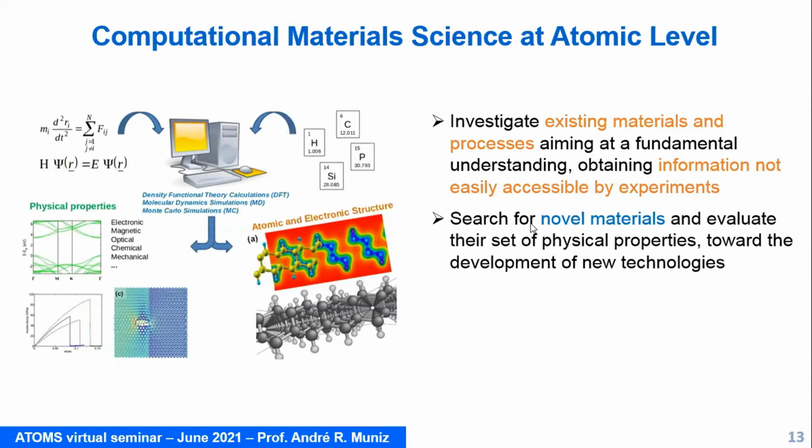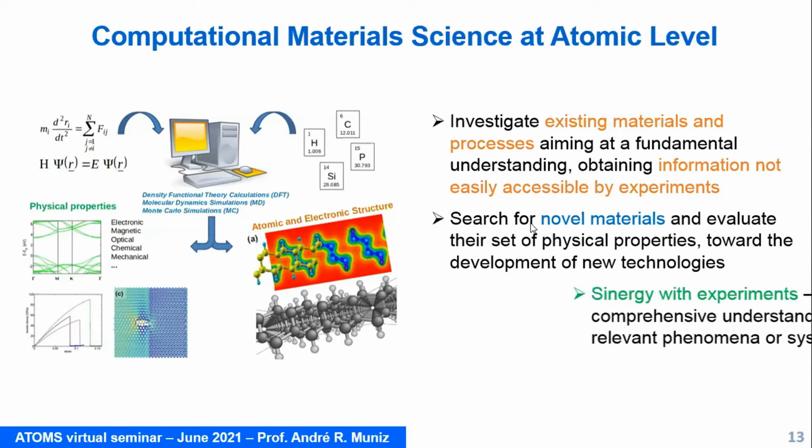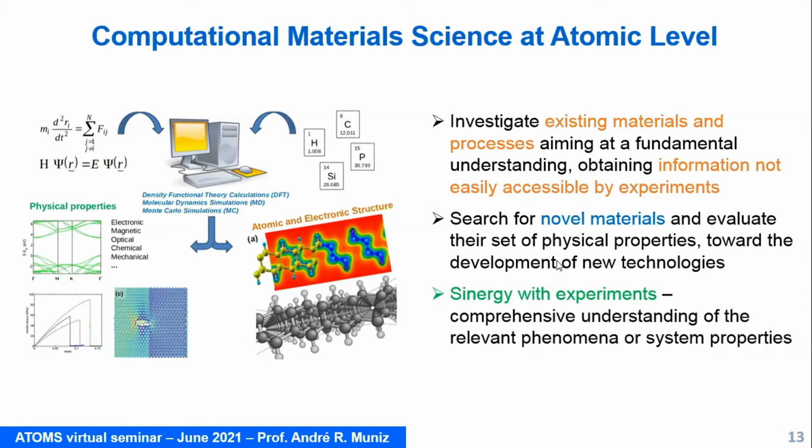So this kind of study can also motivate experimental studies toward the development of new materials and, of course, new applications. And one important point here is that these calculations themselves are okay, but it's important to carry them out in synergy with experiments. That's the way we combine the information we get from experiments and the information we get from the computer. The combination of both will lead to a comprehensive understanding of the relevant phenomena and system properties. So that's what I'm going to show in our examples.